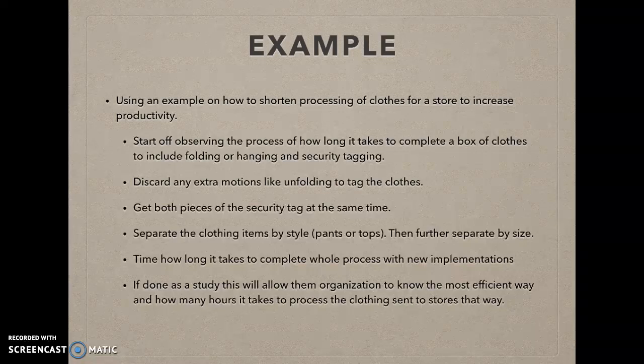There's two parts of a sensor, so it's an extra movement getting one part and then getting the second part. So getting those together, that's an extra movement. And separating the clothes by style. So you have your pants in one, your tops in the other, and then further separating by extra small, small, medium, large. This will help having everything together, so it just needs to be processed the rest of the way by hanging or folding. And then time how long it takes to complete the whole process with new implementations.